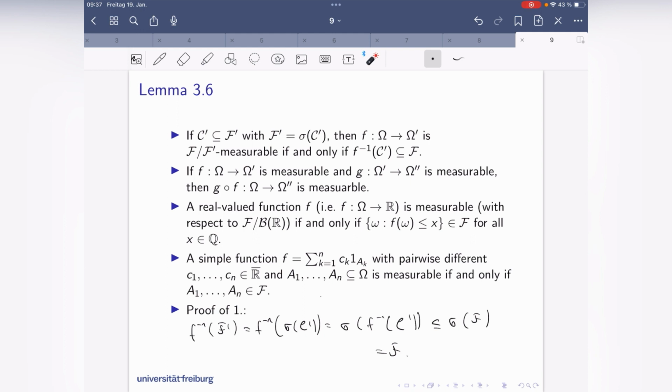That was one, and all the others are pretty clear anyway. I'm not going to show them. So if F is measurable and G is measurable, then the composition is also measurable. And you prove this by saying that the defining property is F to the minus 1 of F prime is a subset of F. Doing two steps here just gives you measurability of the composition.